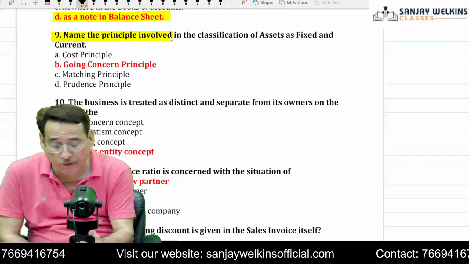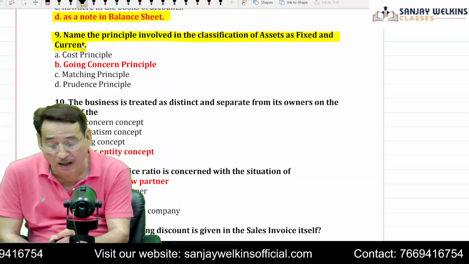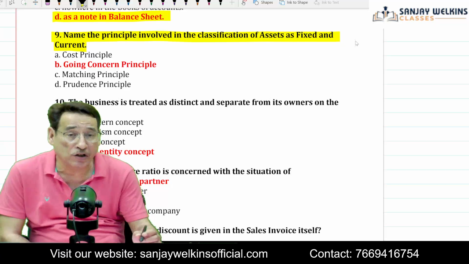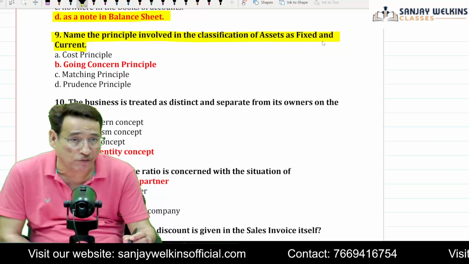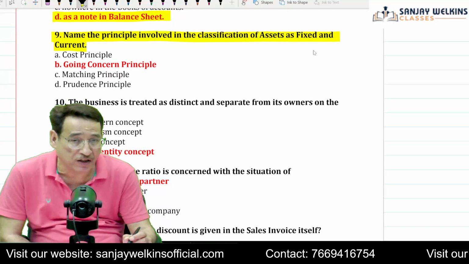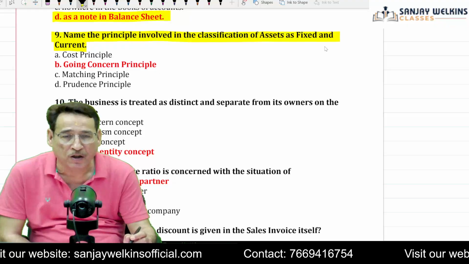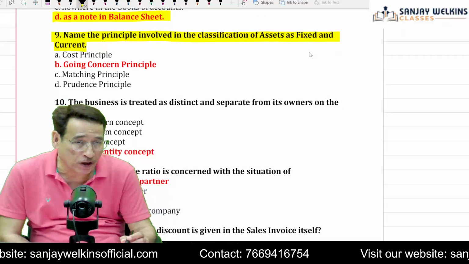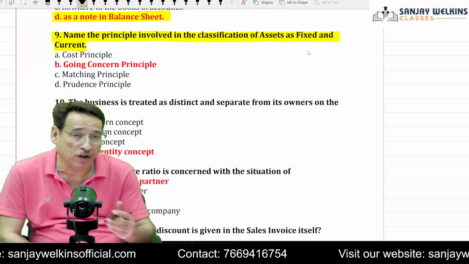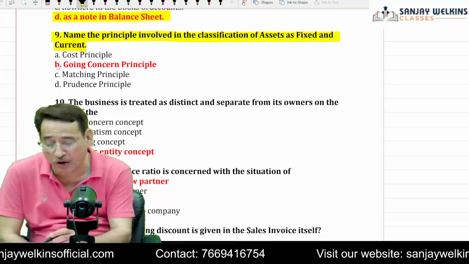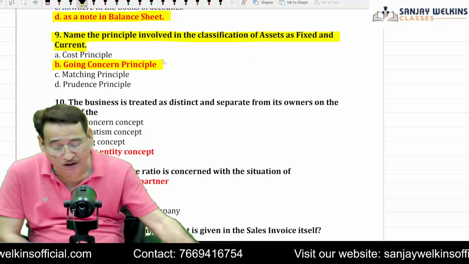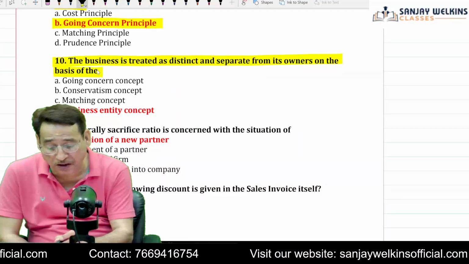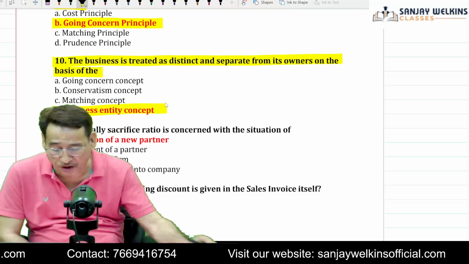Name the principle involved in the classification of assets as fixed and current assets. Indirectly, the question is asking why we classify the various assets into fixed and current assets. It is because of the going concern principle. Under the going concern principle, we presume the business will run forever, and so periodically we have to prepare the accounts, and for that we need to categorize the assets into fixed and current assets. The business is treated as a distinct and separate entity because of the business entity concept.